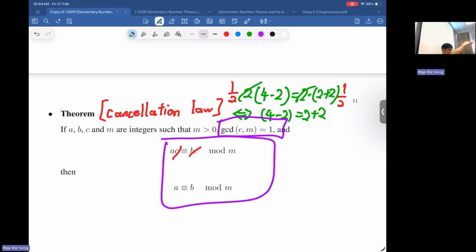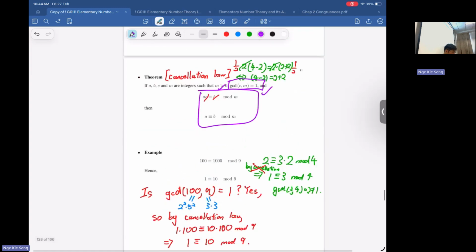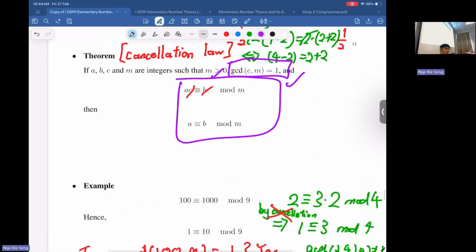A lot of people, when they read stuff, they just read the conclusion. "Tell me the conclusion." The conclusion is important, I didn't say it's not, but you need to see how this conclusion comes. So there are some conditions that you need to check. That's why you learn GCD first before congruence, because we need GCD to work.